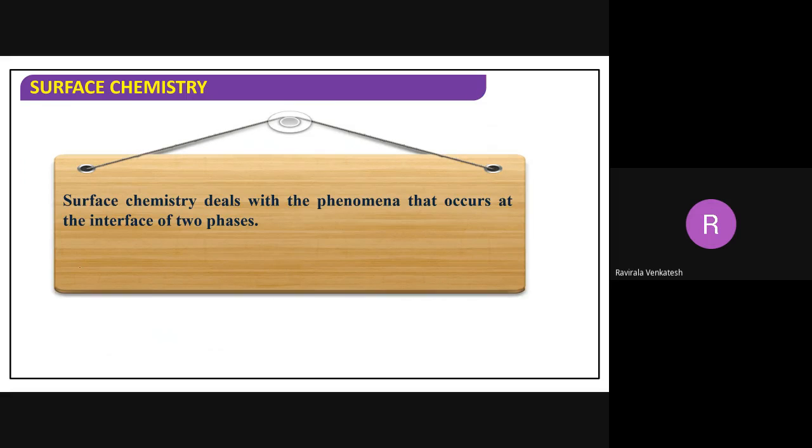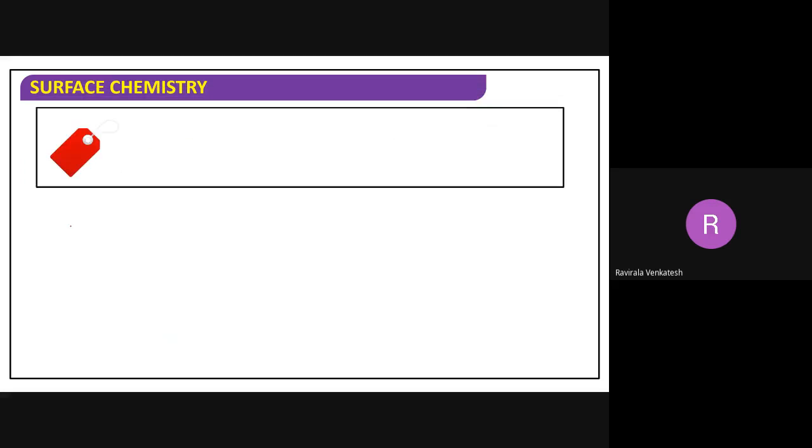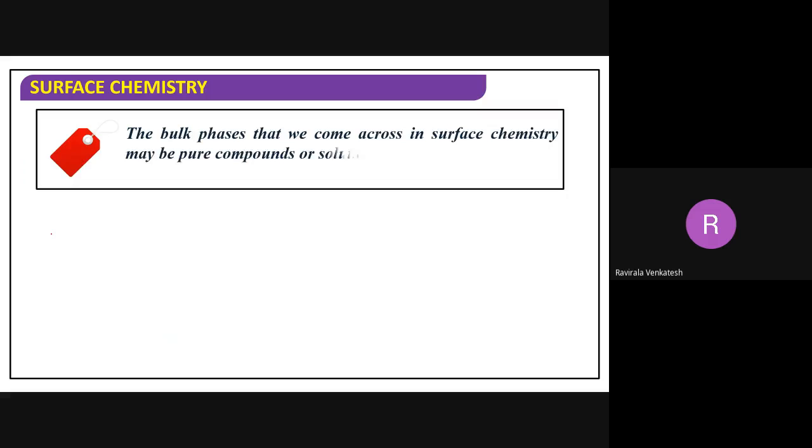The chapter named surface chemistry deals with the phenomena that occur at the interface of two phases. What phenomena occur between the two phases? At what interface, which is present in the two phases? What are the two phases? What is the interface? Let me see.